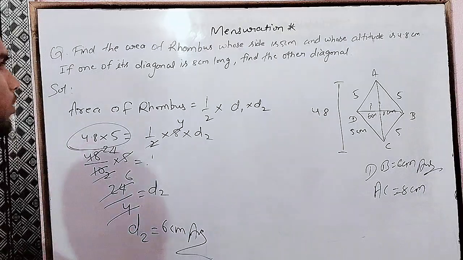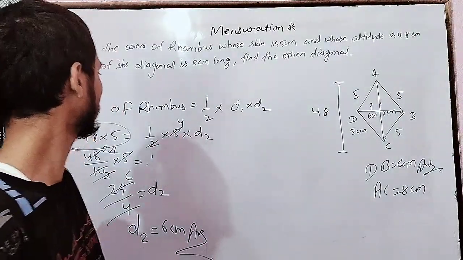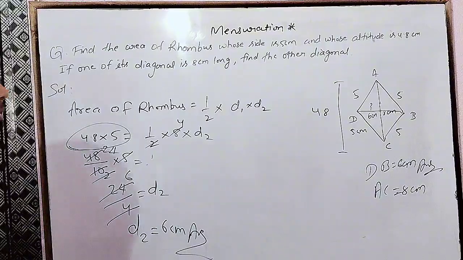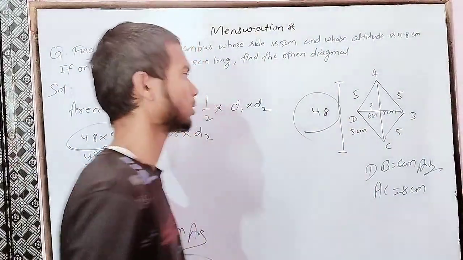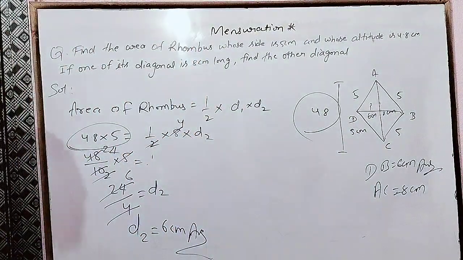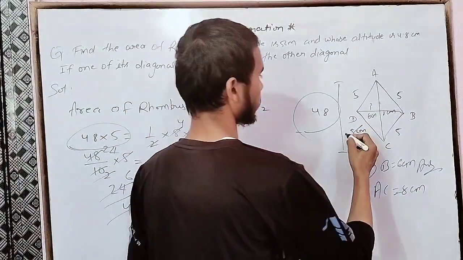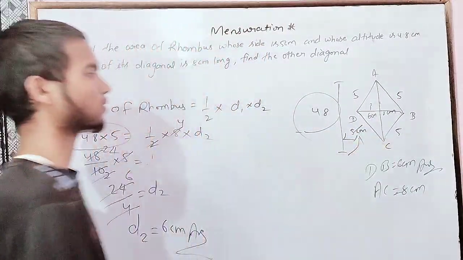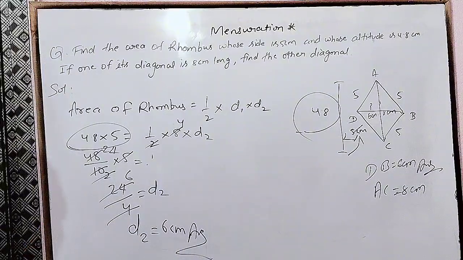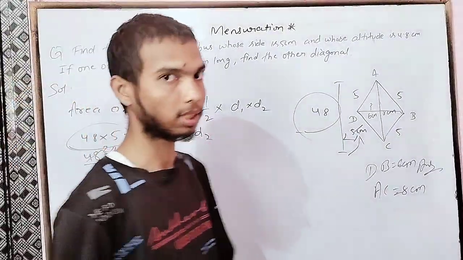Okay, this is the area of the rhombus. Here we were given the altitude, that is the height, and the base, which is 5 centimeters. Then we multiply them together. Then we have this. You can see. That's all as of now.